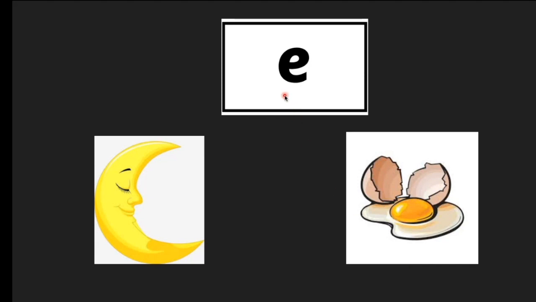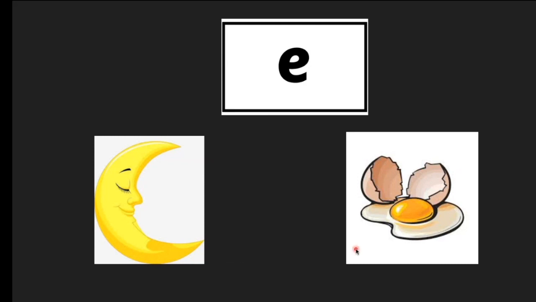We have here a letter that says E. E. Now, let's look at the first picture. What's the name of this picture? This is a moon. Now, I want you to listen if the word moon has the E sound. M-O-N. Moon. Do you hear the E sound in the word moon? No, the word moon doesn't have any E sound.